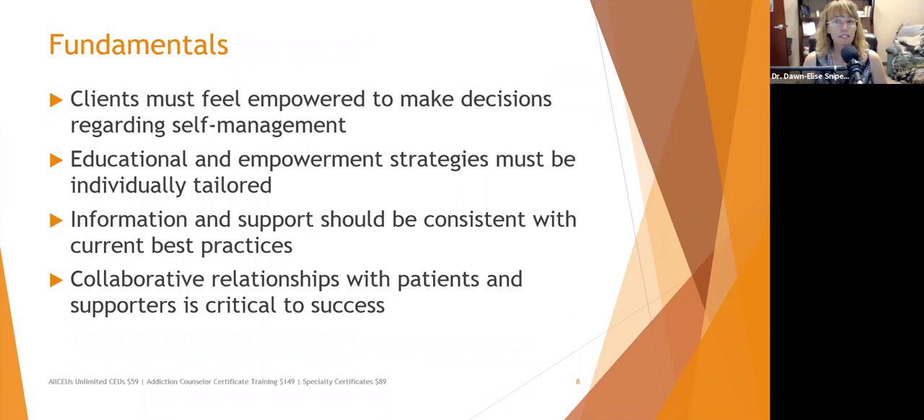Fundamentals of working with people with disabilities. Clients must feel empowered to make decisions regarding their own self-management. Educational empowerment strategies must be individually tailored. If you're working with somebody who has Crohn's disease, for example, and they have been dealing with it for 10 years already, you're not going to start at the very beginning and explain to them about gluten or whatever. You're going to assess and see where they are on this knowledge continuum, where they are on the needs continuum, and start there.